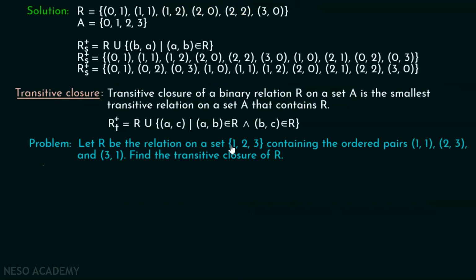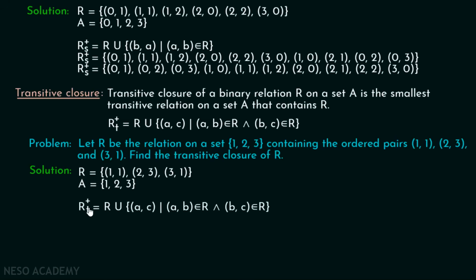Now, let's consider one problem related to transitive closure. Let R be the relation on the set {1, 2, 3} containing the ordered pairs (1, 1), (2, 3) and (3, 1). Find the transitive closure of R. We are interested in finding the transitive closure of this relation R, which is defined on the set {1, 2, 3}. Rt+ is nothing but R union with the set of all ordered pairs (a, c) such that (a, b) belongs to R and (b, c) belongs to R.